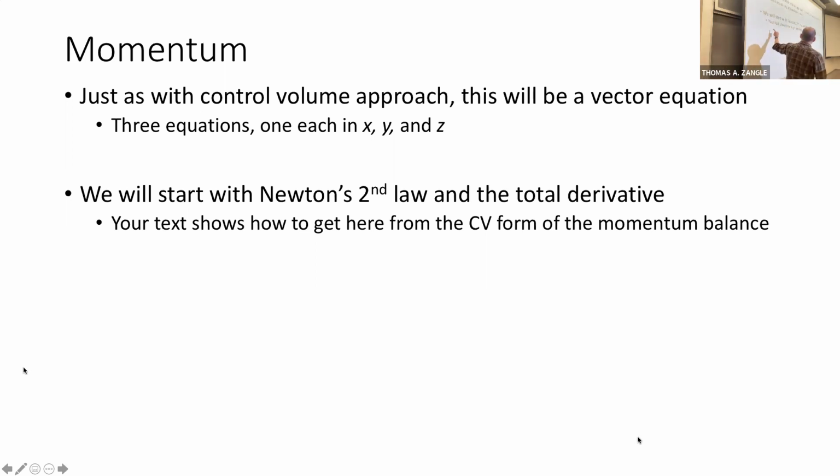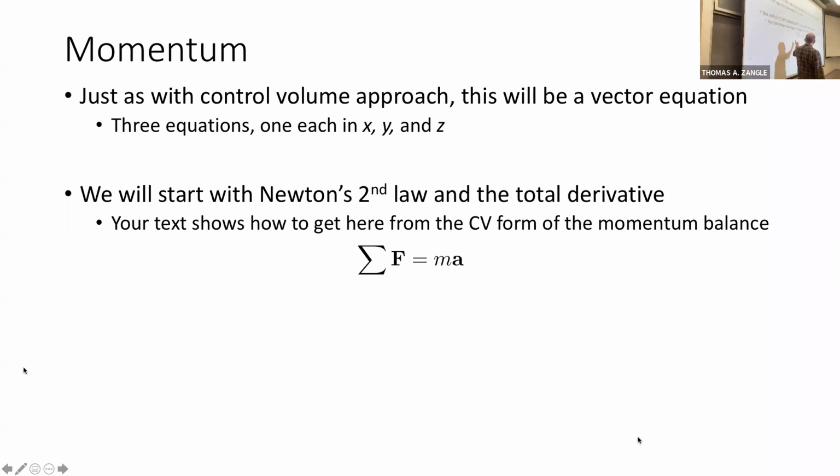In this case, we're going to start with Newton's second law and the total derivative. So now we're going to use that total derivative that we developed a couple of classes ago. I'll note here that your text shows how to get here from the control volume form of the momentum balance. So if you're reading along at home, you'll have seen a different version of this derivation, but we're going to get to the same place. It's just that by using the total derivative, we're going to get there a lot faster.